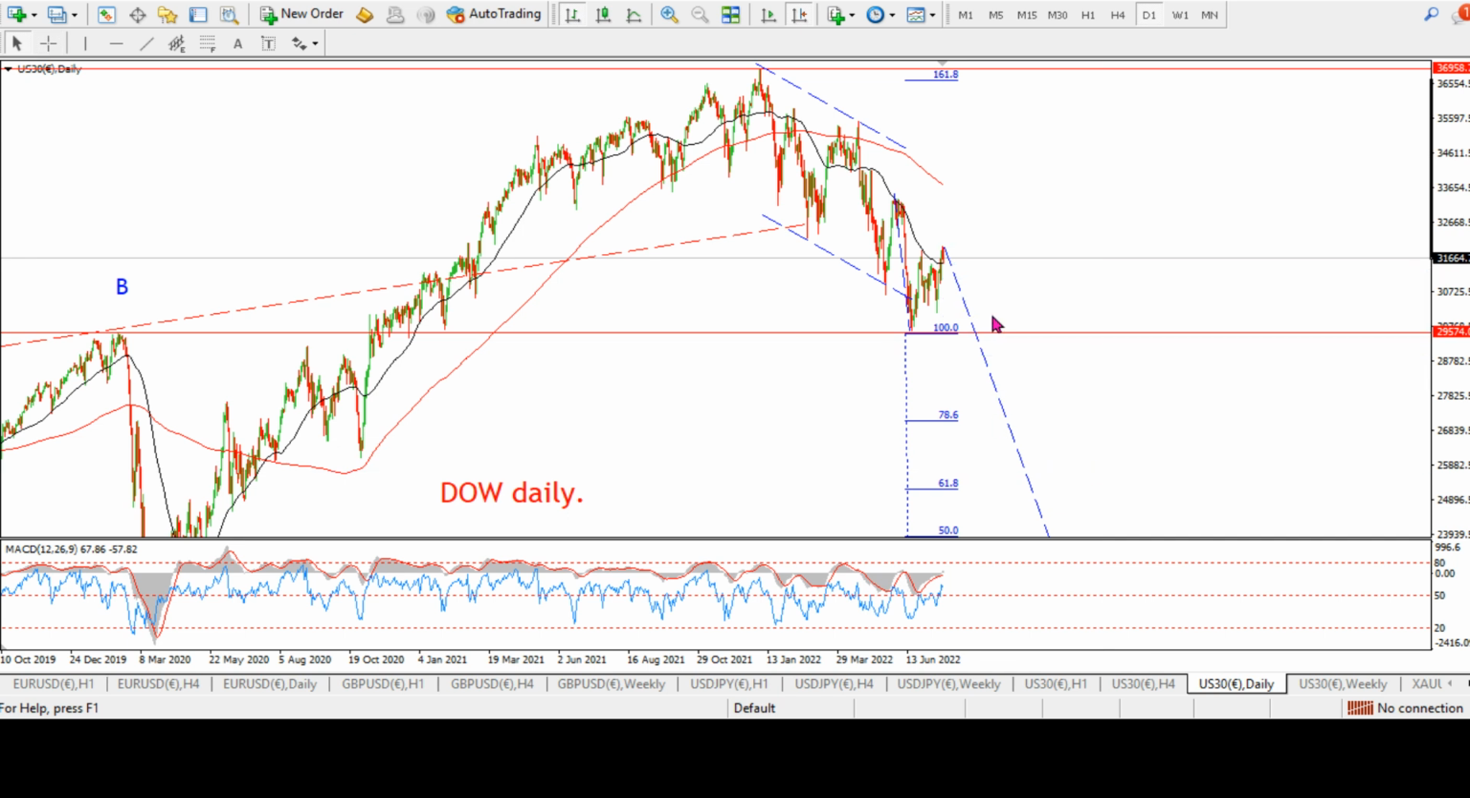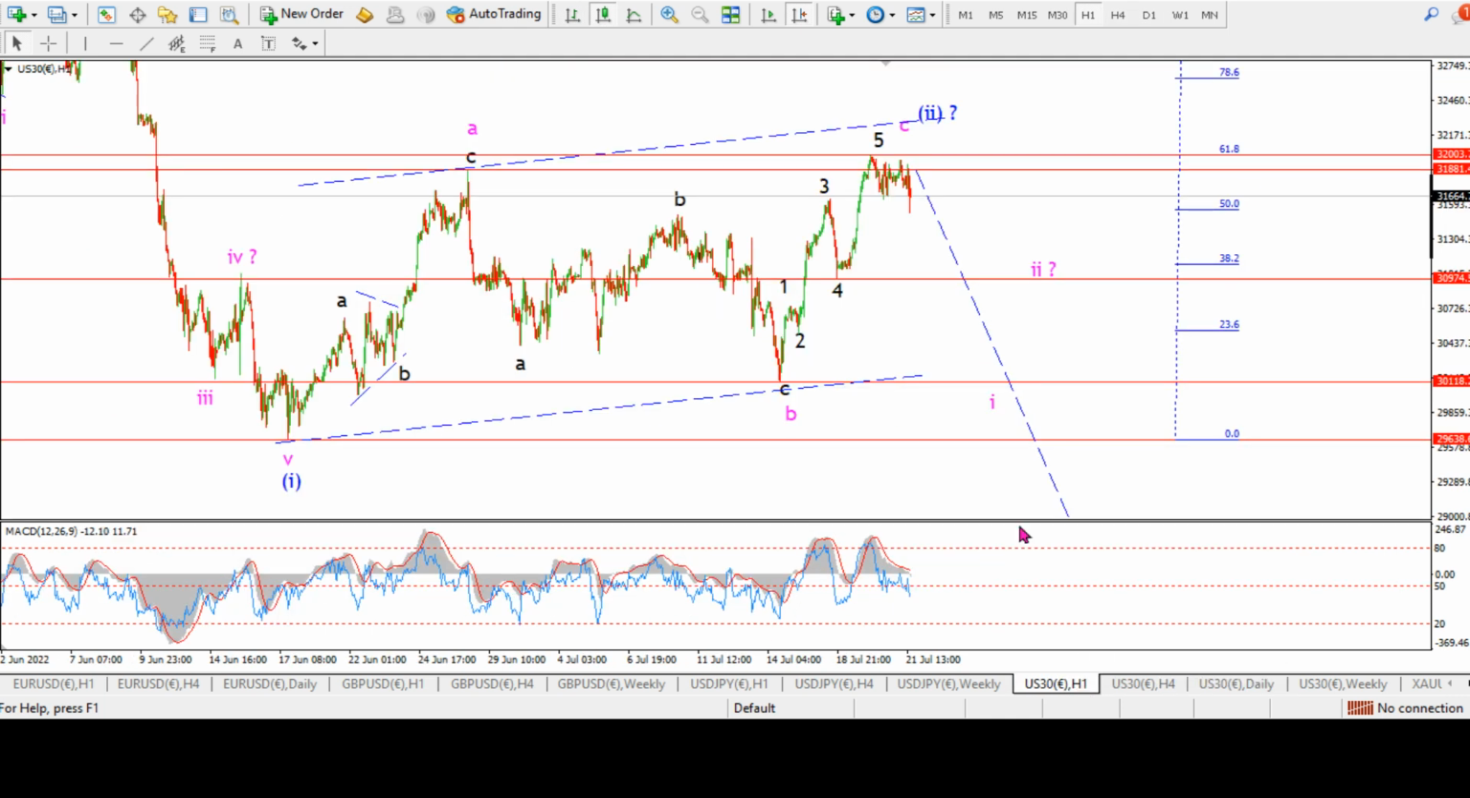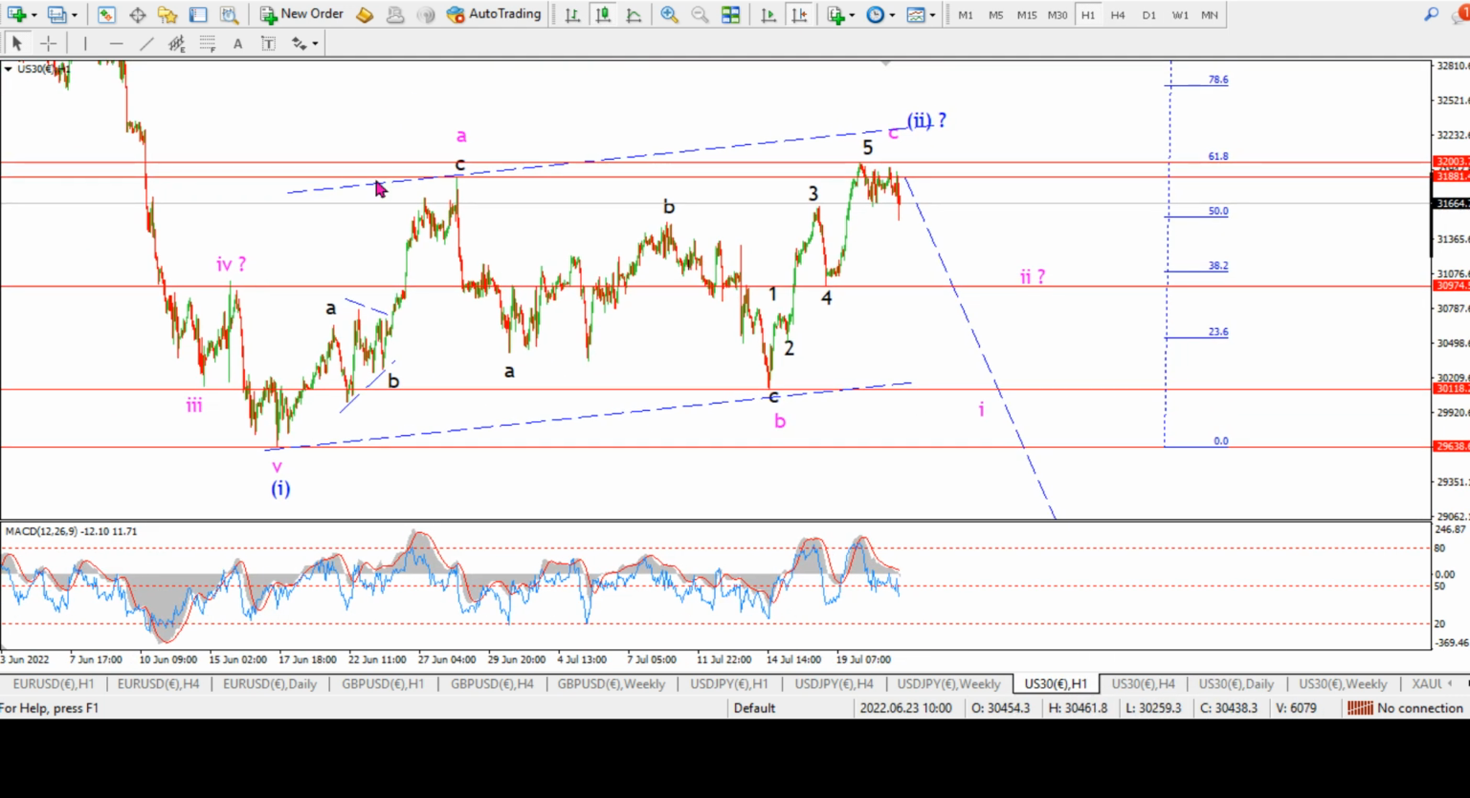So 25,600 would be where wave 3 would be targeted once we do get that third of a third decline. And don't rule it out, because things are not looking good right now. Okay, let's get back into the hourly count here, and I'll show you what I'm looking at here for the second wave. So here is how we have kind of ordered this pattern over the last few days.